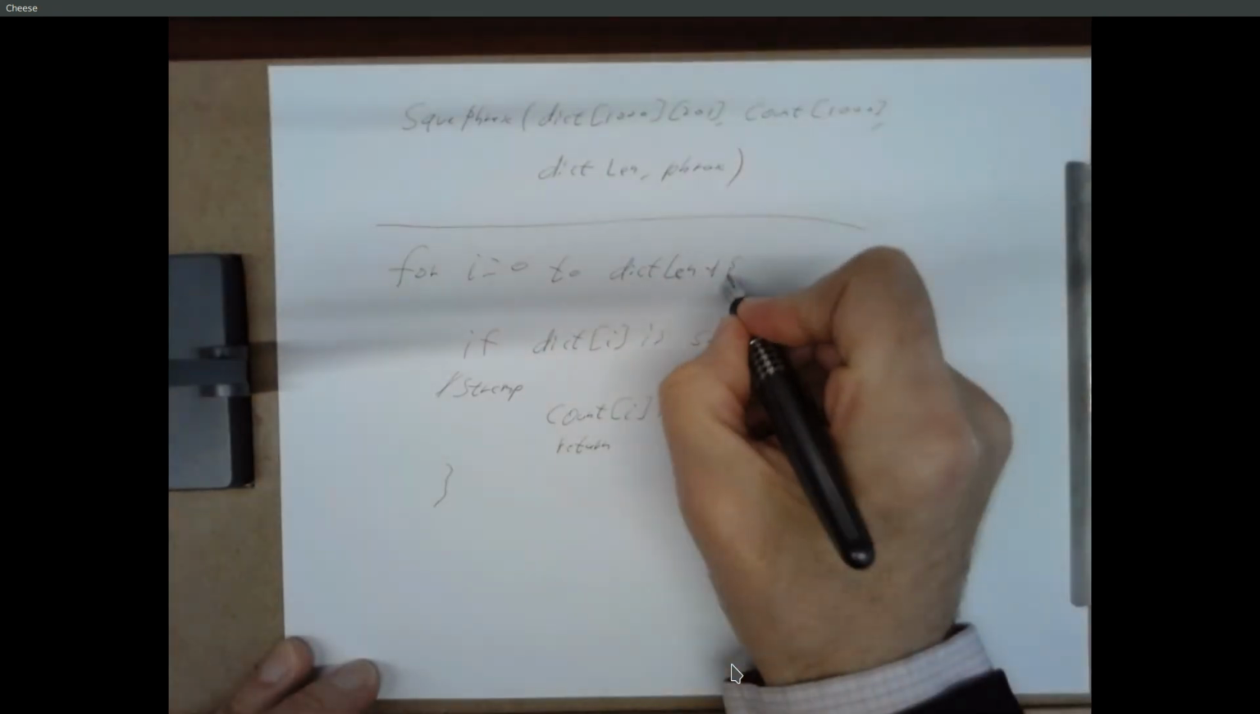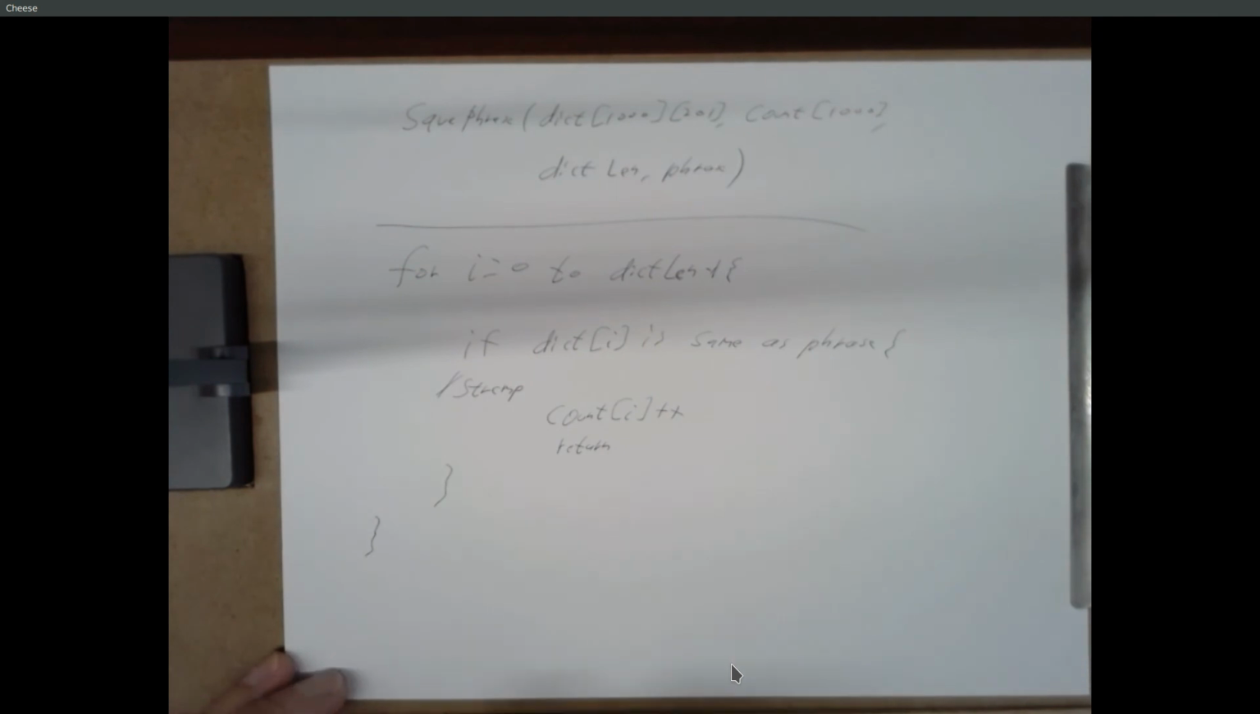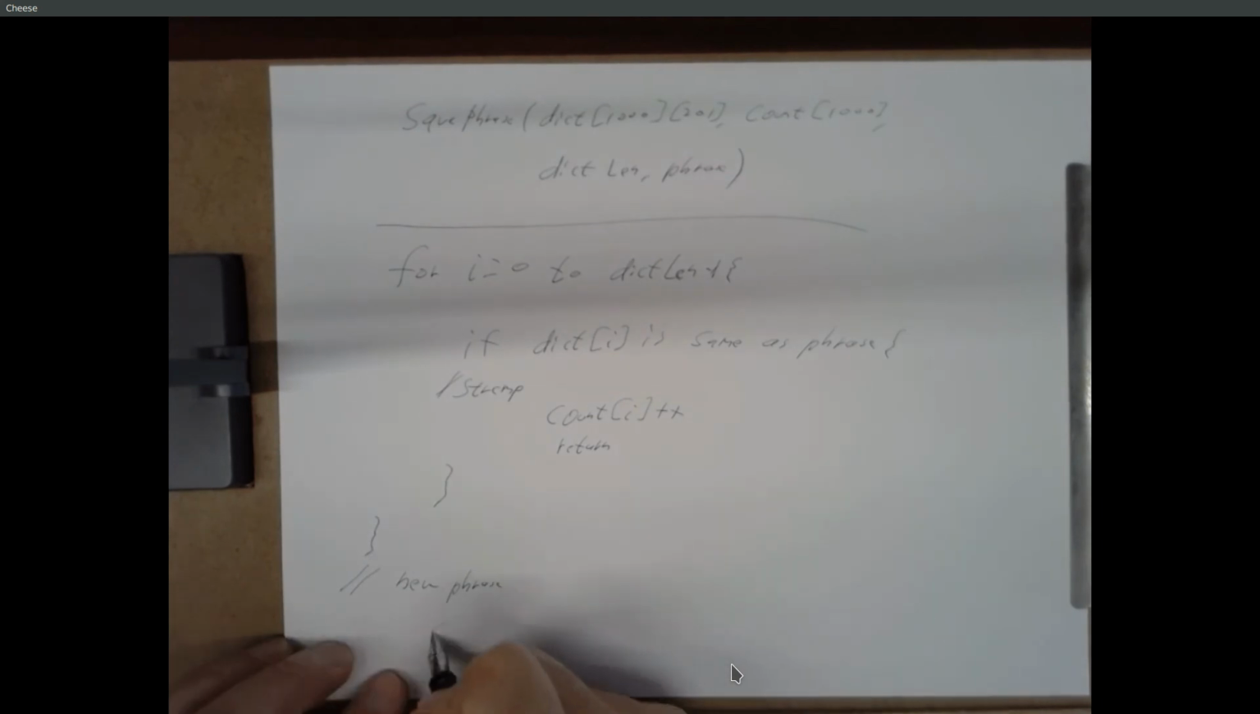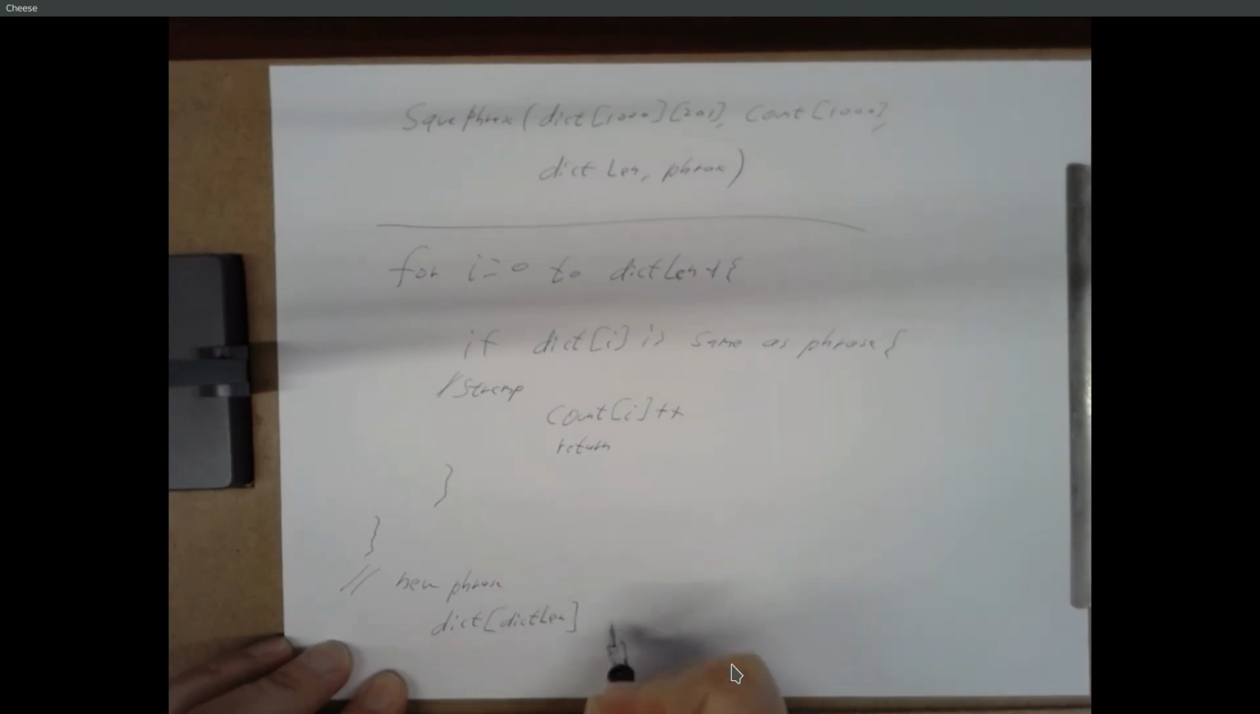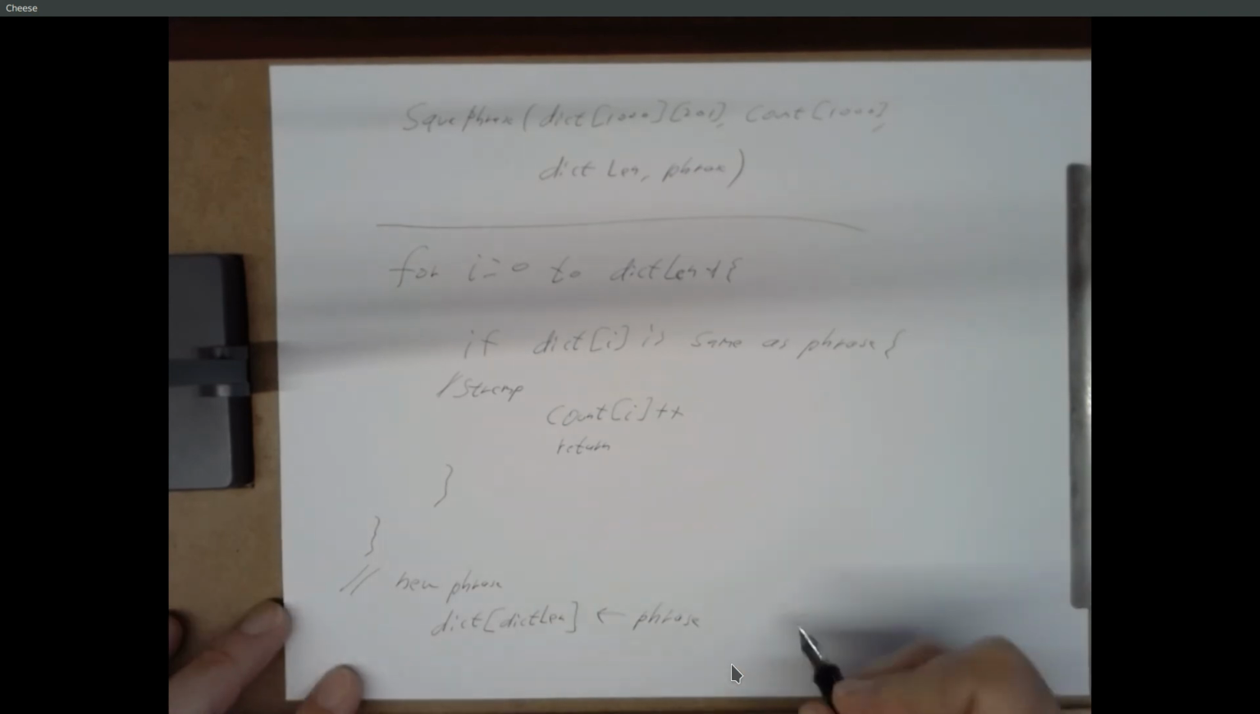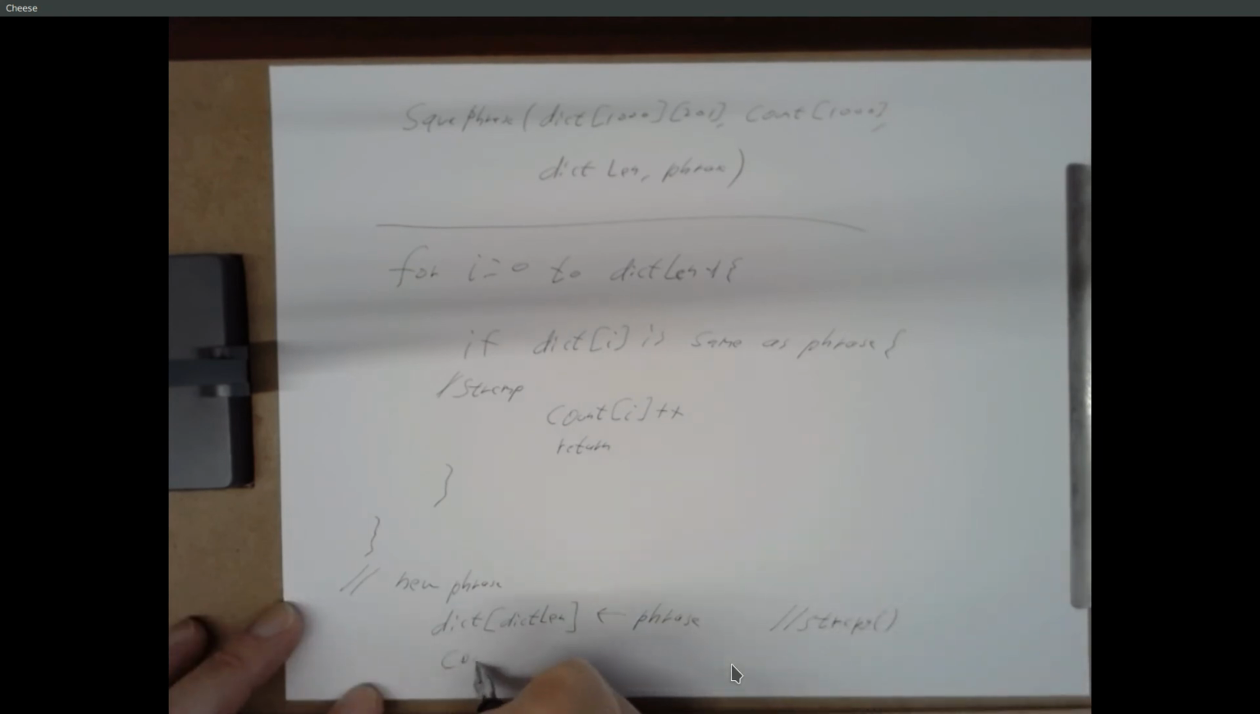So do this: loop through all the entries in your dictionary, and if you come to the end, this is a new phrase, so add it to the end of your dictionary. Copy your phrase into dictionary bracket dictionary length. That's where you want to use string copy. Save your count as 1, and then increment your dictionary length.